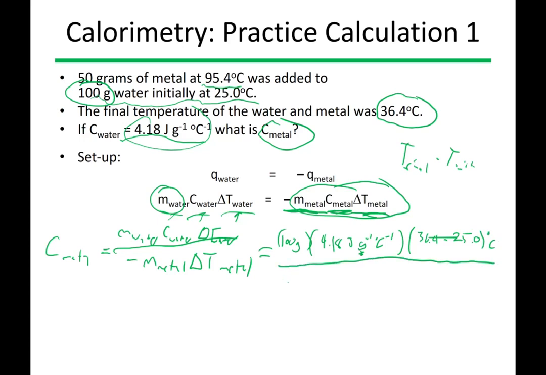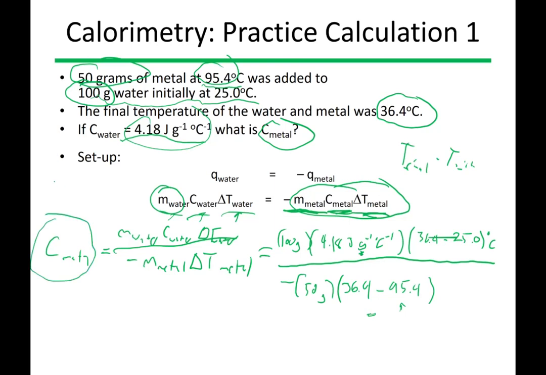And for the bottom, we have negative the mass of the metal. So that's up here, 50 grams of metal. And then we have the delta T of the metal. So the metal's initial temperature is 95.4. The final is still 36.4. And we can see, since the initial temperature is higher than the final temperature, we expect this term to be negative, which is good because that means this will be negative overall. That means these two negatives will make a positive, and the heat capacity overall should be a positive number.